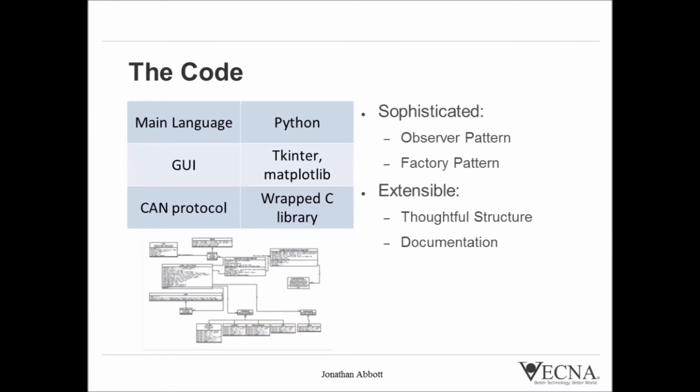For those interested in the software, the main application was coded in Python. The GUI was made with Tk and matplotlib, and then I wrapped a C library to do the CAN protocol communications. The actual application was pretty sophisticated. There was, of course, an observer pattern for the GUI, but there was also a factory pattern in that I actually built the send and receive commands and statuses at runtime.